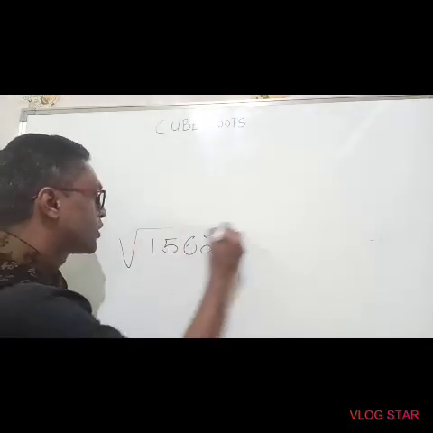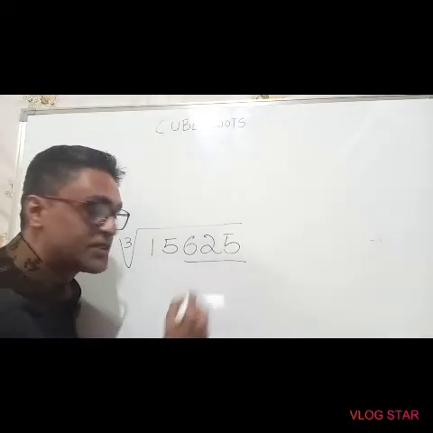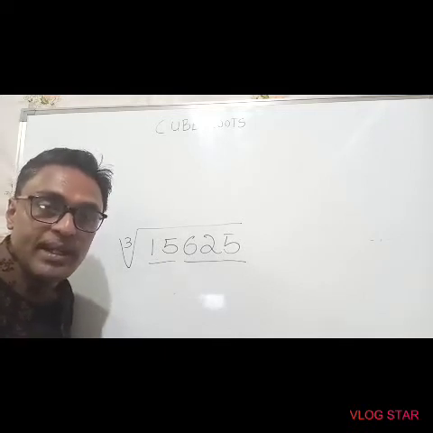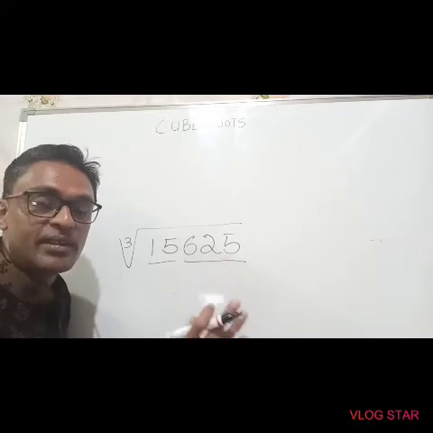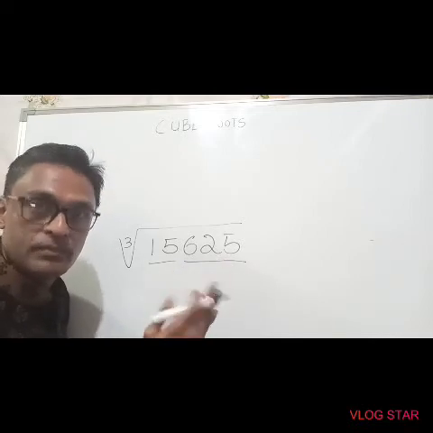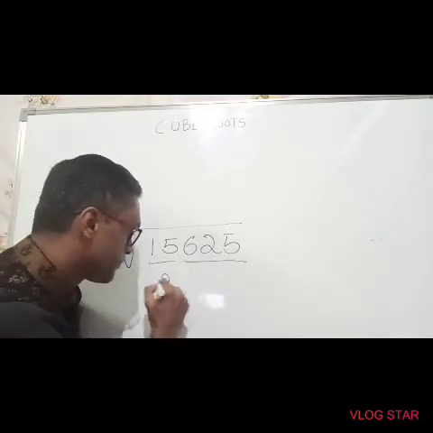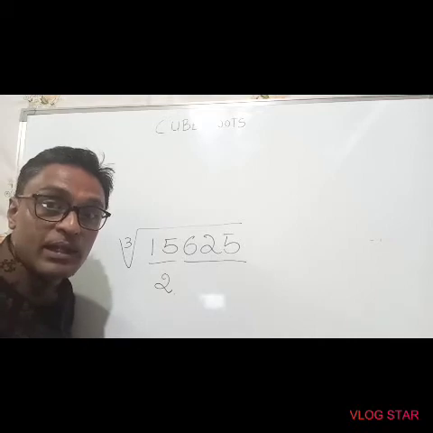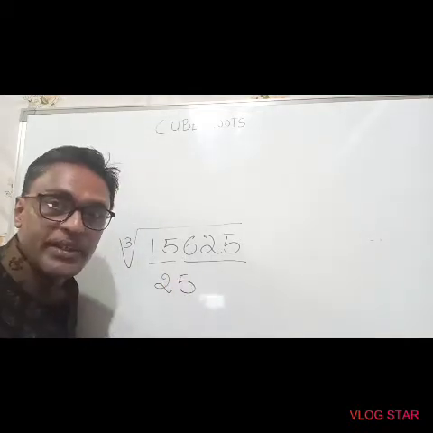We have to find the cube root of 15,625. Again, the last three numbers are one group, and the left side number is one group. 15 comes between, again, 2 cube and 3 cube. 2 cube is 8, 3 cube is 27. 15 comes between 2 cube and 3 cube. The answer starts with 2. Last number 5. Cube the number. 5 cube is 125 and 125 ends with 5. The answer is 25.